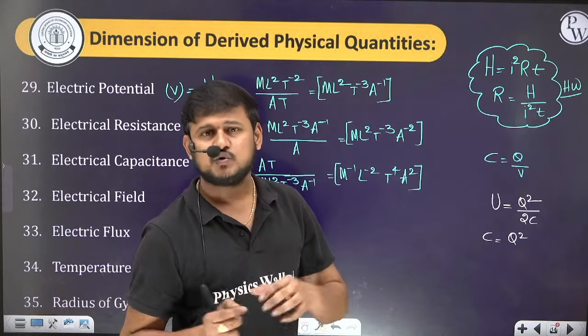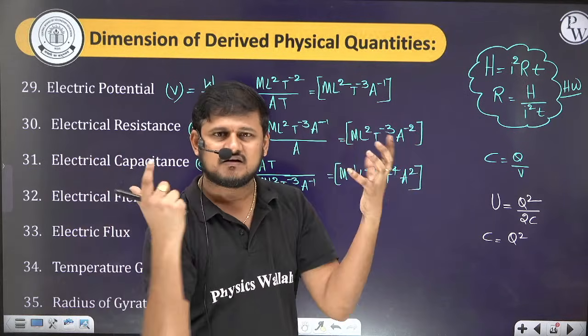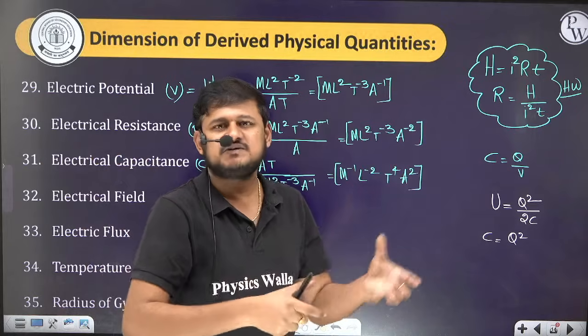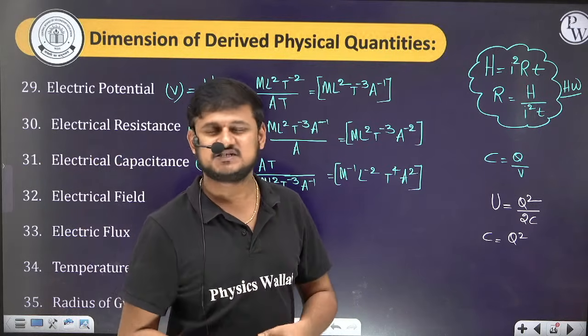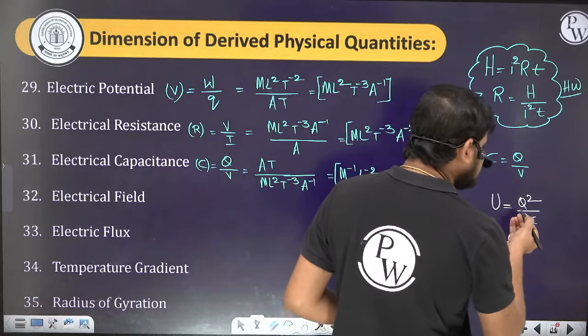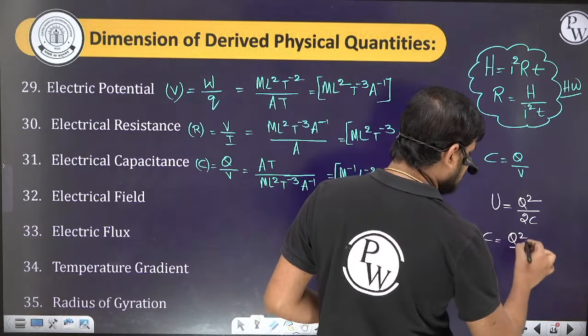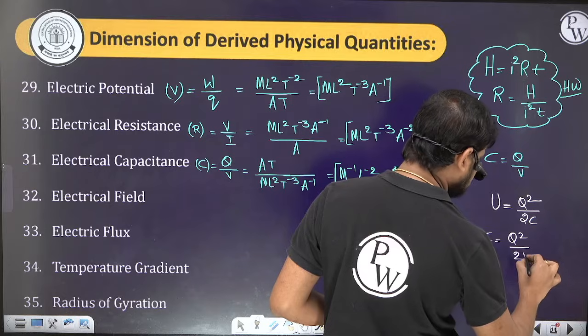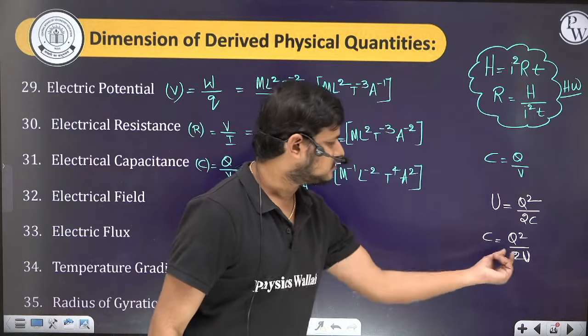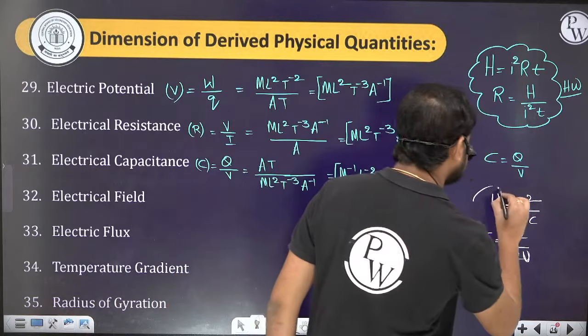So combining all the chapters, the formulas whatever there are, I am writing those dimensions in the units and dimensions, which is our first chapter actually. C is equal to what will it be? Q square by 2U. You just do this as homework again.